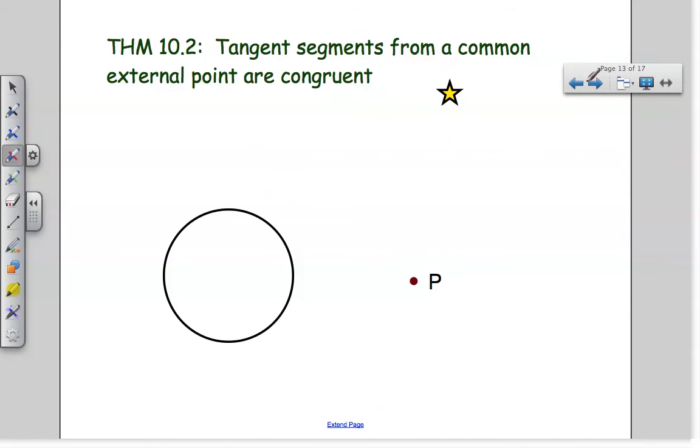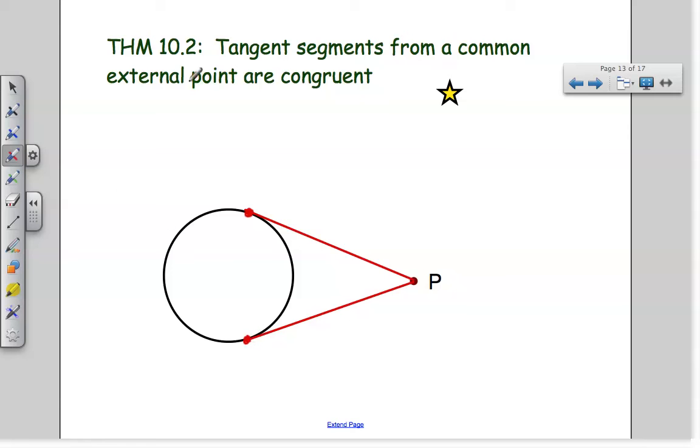Alright, another theorem. We're talking about common tangents from one external point. This theorem says tangent segments from a common external point are congruent. So, tangent segments, meaning more than one tangent segment from this common external point. I have a point out here, it's external because it's outside the circle, and I'm going to do tangent segments. So you think about it, I can do one tangent segment above or to this right side of the circle. I can do another tangent to the bottom side of the circle.